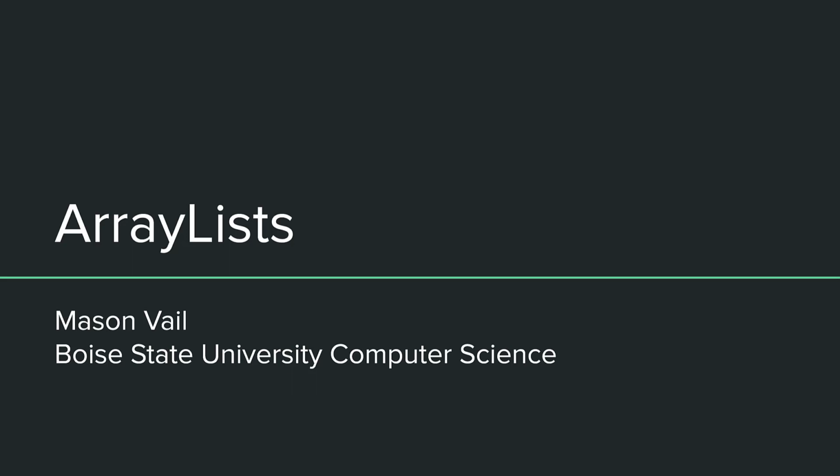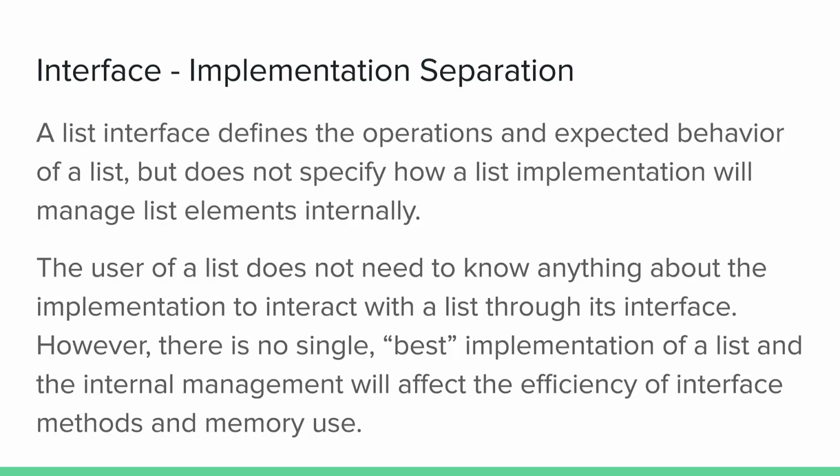In this video, we're going to look at an array-based implementation of a list interface. A list interface defines the mental model for a list from the user's perspective in terms of the operations and the expected behavior of each of those operations for a list, but it makes no assumptions about how that list will actually be written in code, how the implementation of this list will actually work. So the user of the list doesn't have to know anything about how a particular class, a particular implementation will work internally in order to interact with it.